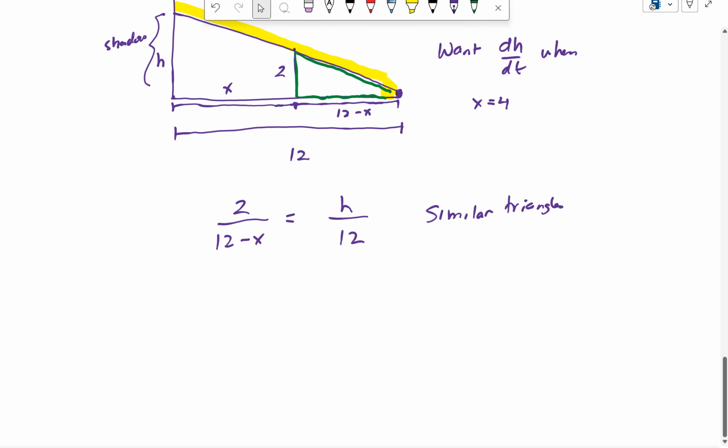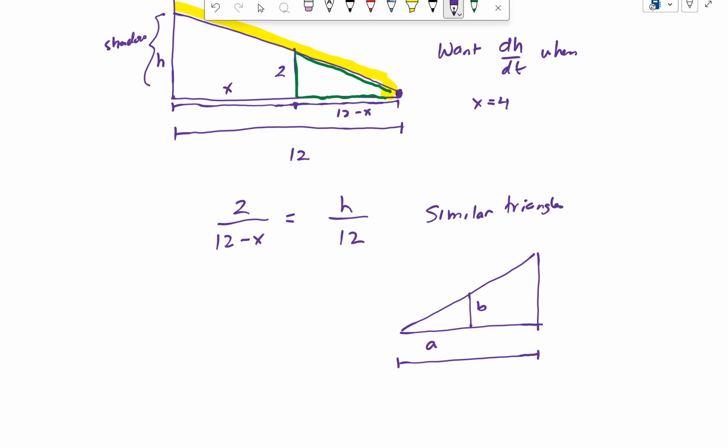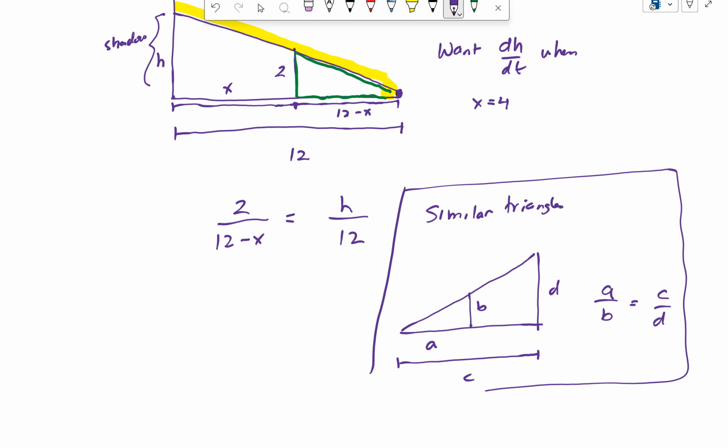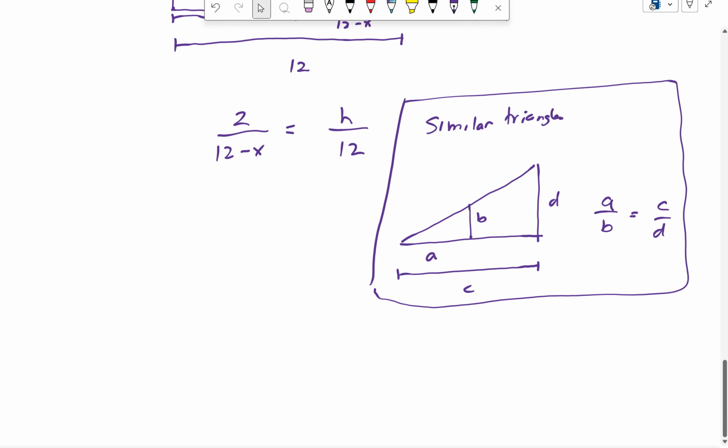If you don't remember similar triangles, what similar triangles says is if I have a triangle inside another triangle, and this is A and this is B, and this entire distance here is C, and this is D, then A over B is the same thing as C over D. That's usually from high school geometry classes, but in case you didn't remember it, there it is. We're going to use it pretty often.